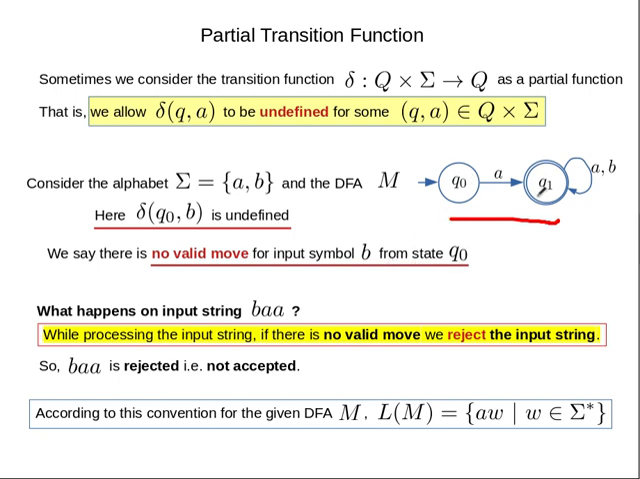Also, as I mentioned, if while processing an input, at some point of time you come across an invalid move, then immediately you discard all the input. So this entire string is rejected, right? If we give input string BAA, on the very first symbol there is no transition, so this entire string BAA will be rejected.